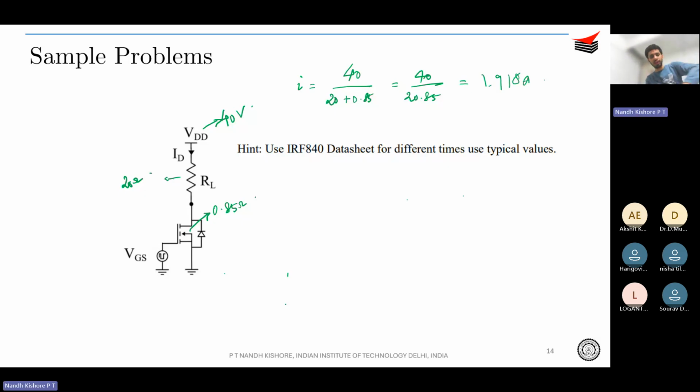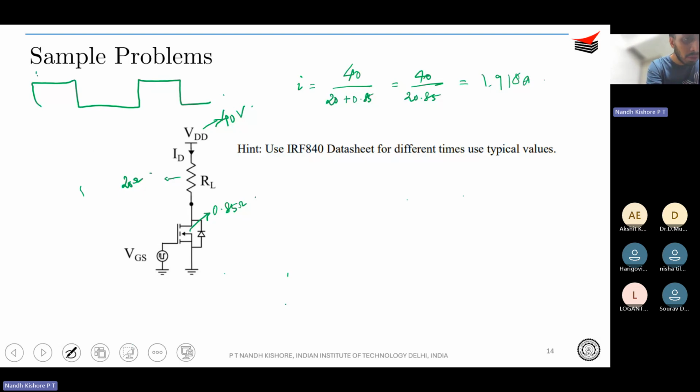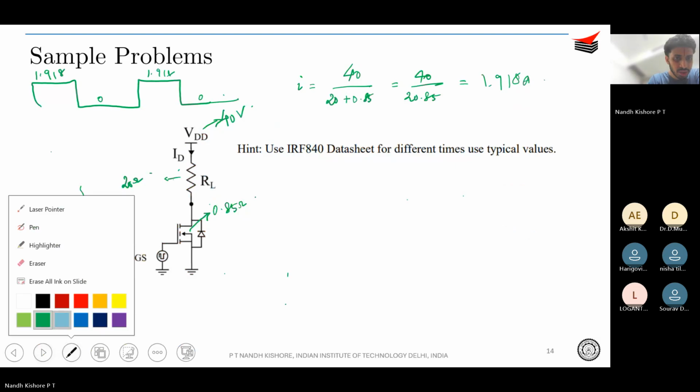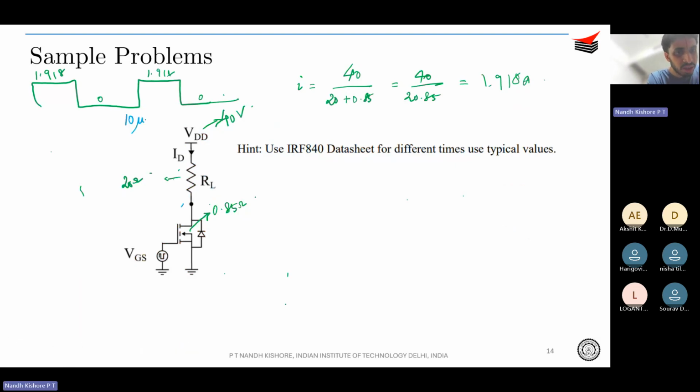So when is this flowing? This will flow only during the duty period. That is, your gate pulse is something like this, so your current will also follow this. Your current will be 1.918 during this period, 0 during this period, 1.918 during this period, 0 during this period, and so on. Your total time is 20 microsecond and this was 8 microsecond. So for 8 microsecond it is 1.918 and then it is 0. So what is the IRMS? IRMS will be what?